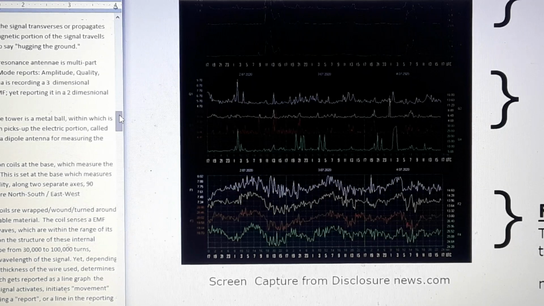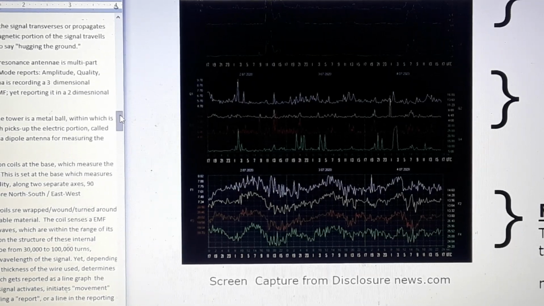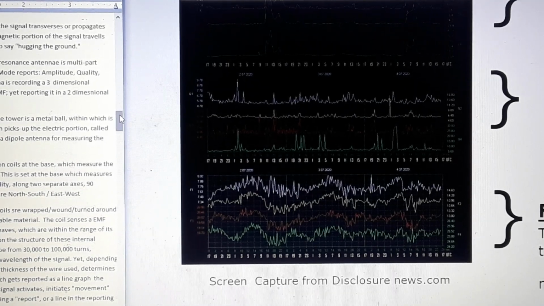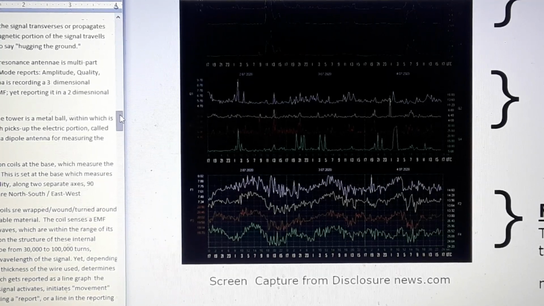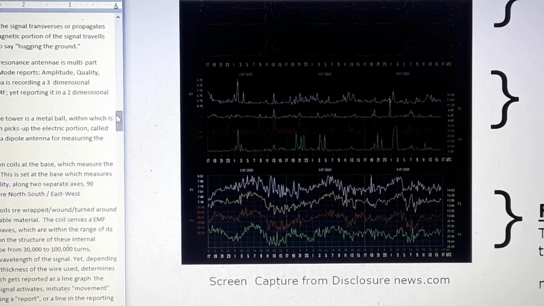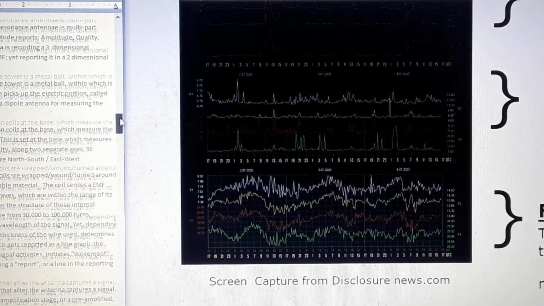Okay. The proper Schumann resonance antenna is a multi-part system. Each antenna mode reports in the amplitude and the quality and the frequency. The antenna is recording a three-dimensional configuration of the EMF, yet it has to report it on a two-dimensional plotting. Okay.